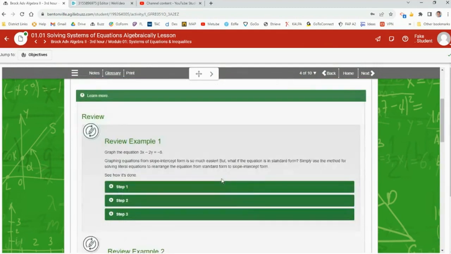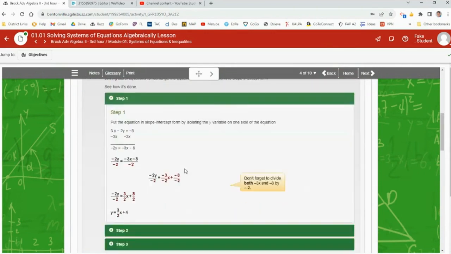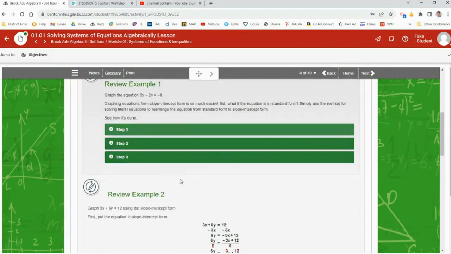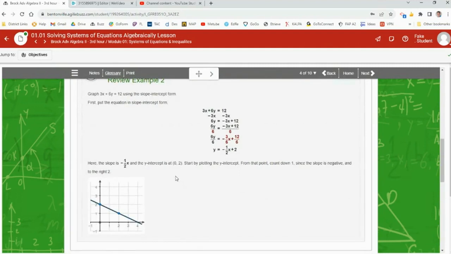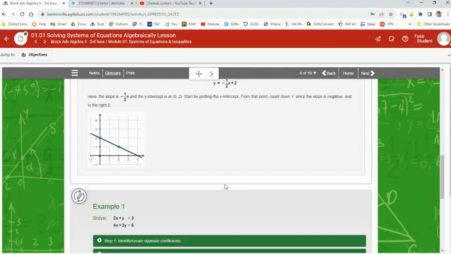So here's a review example. If you want to look at another one, step 1, step 2, step 3. It's got the steps. I'm not going to do all the examples here because I want you to be able to go back and have some time to go through all these. And again, I don't want to take all day going through because there's a lot of examples here. A lot of good stuff.